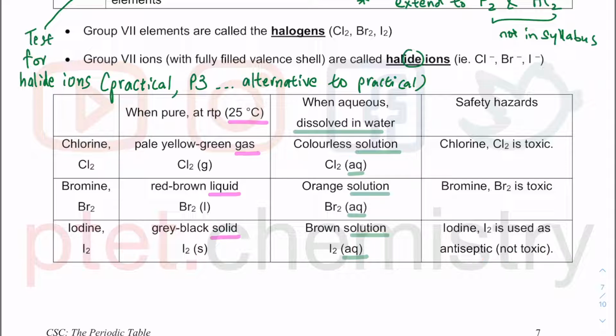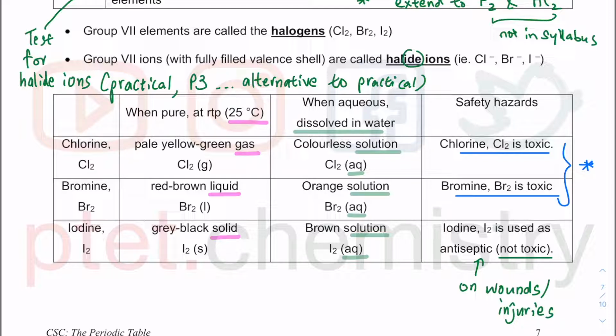For your wounds, it is not toxic. If it were toxic, we would not apply it on our body wounds. Wounds are when you have injuries. You want to prevent them from being infested with bacteria and stuff. You spray it or you just stain it with this brown solution called iodine solution, because iodine is a solid. Dissolve it in water, you get iodine solution, which is brown. It is not toxic. We can apply it on our wounds, on our skin. However, chlorine and bromine are toxic. This is the safety hazard associated with chlorine as an element, chlorine gas, as well as bromine liquid.